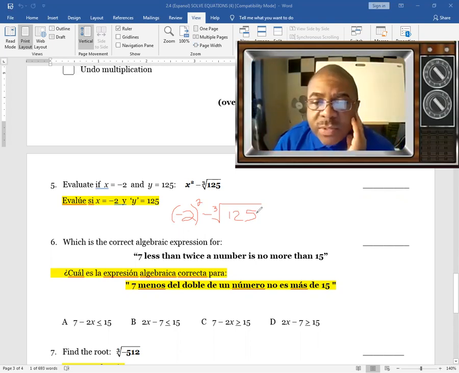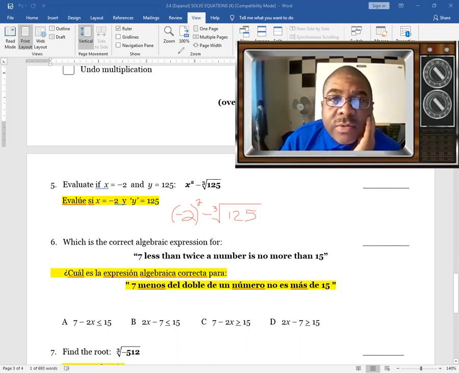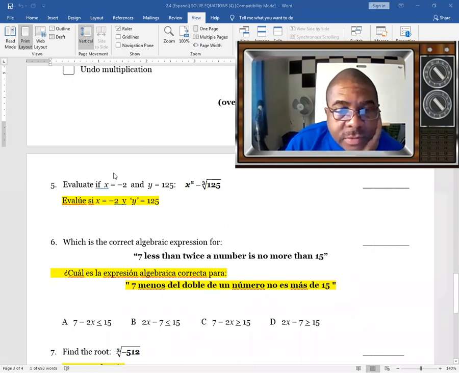So you can use decimals and work that out. Put it in your calculator. Good stuff.